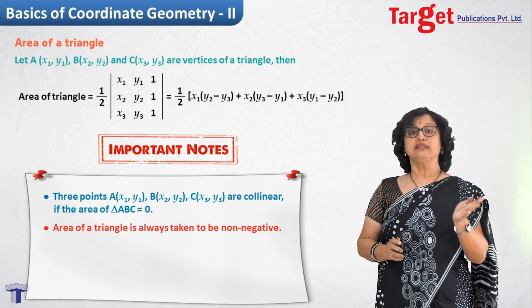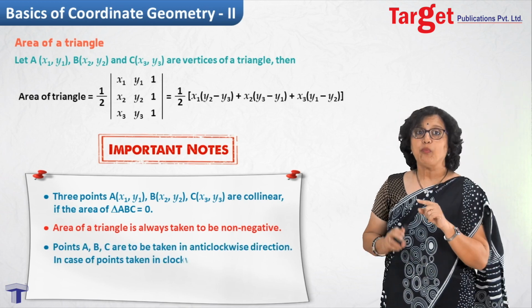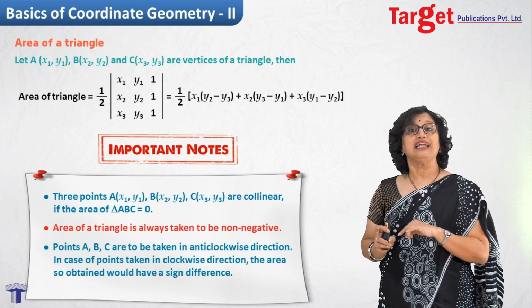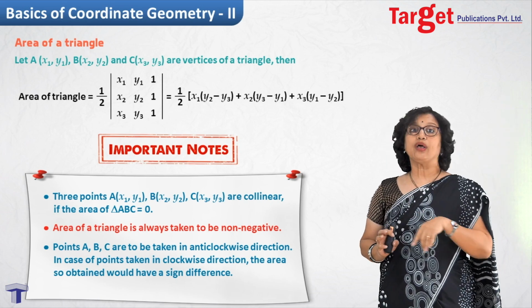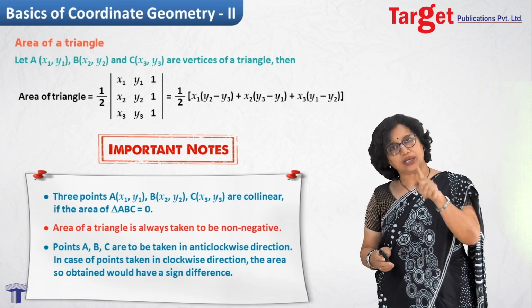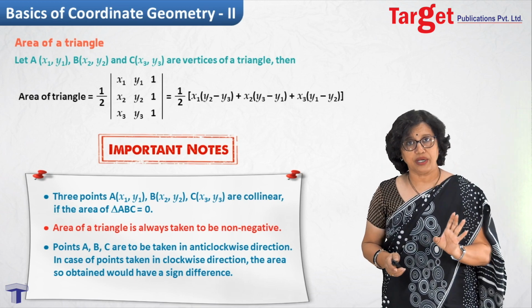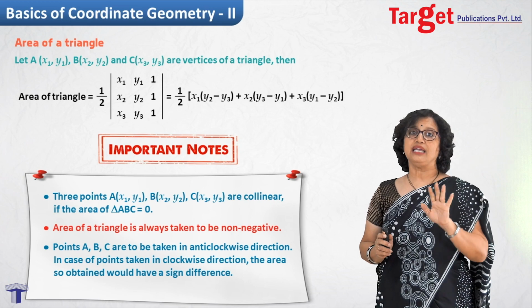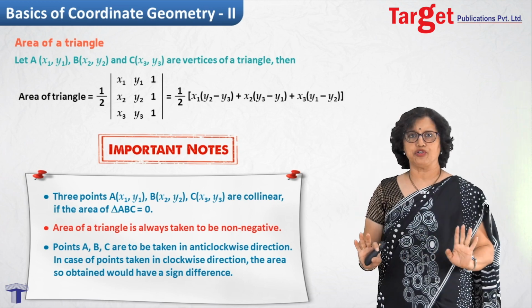If you are getting it as negative, that also says something. Actually, points A, B, C are to be taken in the anti-clockwise direction. In case you have taken the clockwise one, or if the order of ABC is not taken properly, then there is a possibility that you get the area as a negative quantity. Don't get perturbed by seeing the negative quantity. Finally, you can of course take the absolute value and finish the problem.